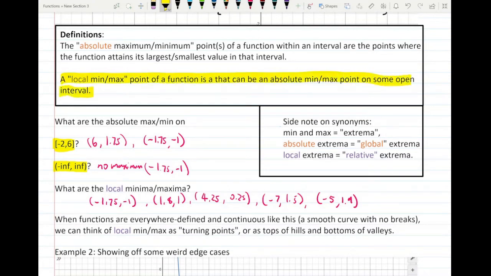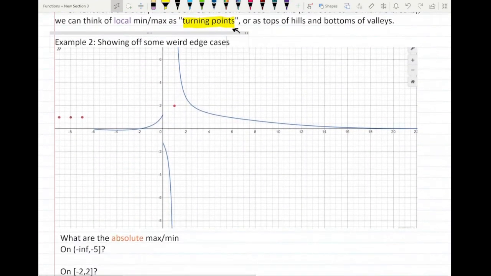Now, it turns out that this definition here of local min and max exactly describes these turning points when your function is a smooth curve with no breaks, right? If you have a smooth curve with no breaks, you can think of this more abstract definition as just meaning turning points: tops of hills, bottoms of valleys. It's a pretty simple way to interpret it. However, when your function isn't a smooth curve with no breaks, when it's not continuous and defined, you have to be a little bit more careful about what you're calling your local min and max. So I'm going to show that off a little bit in my second example.